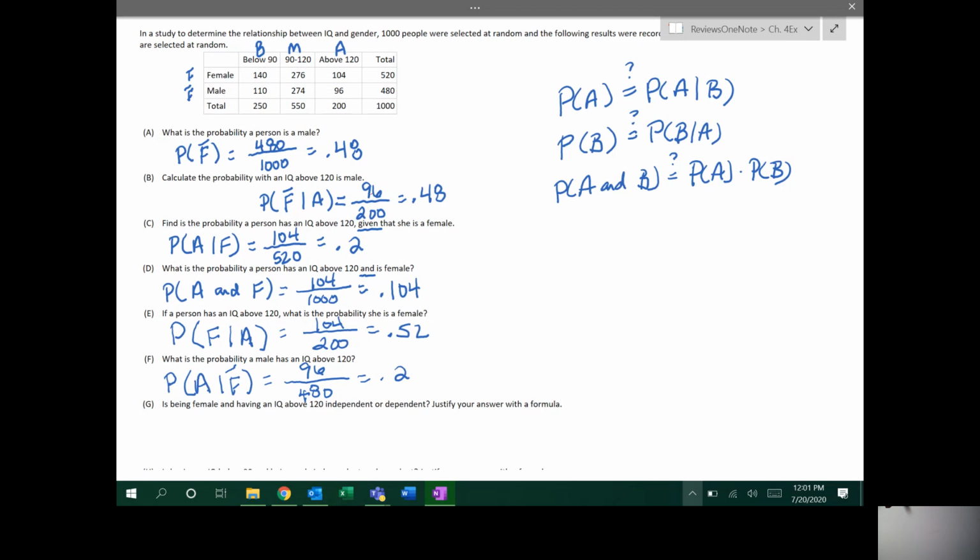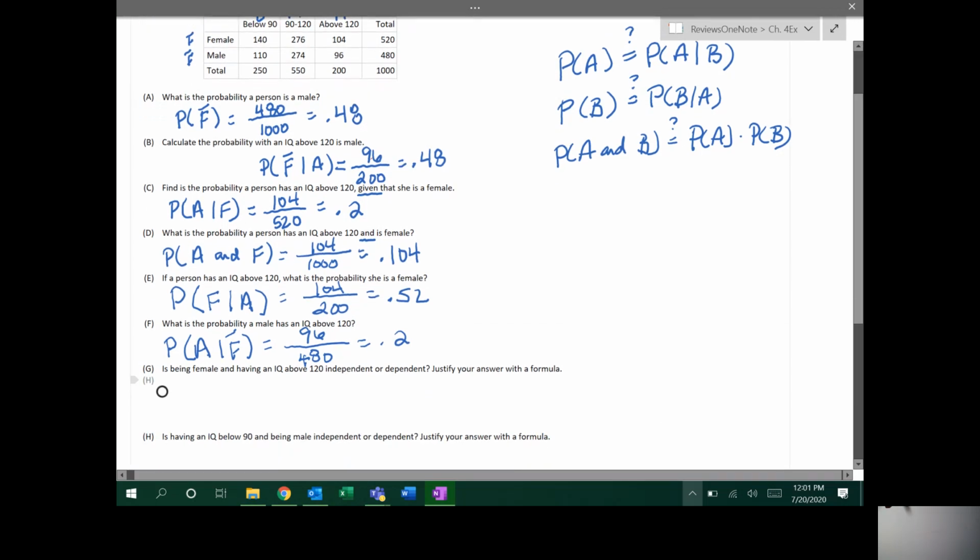We have already calculated here in part C the probability of A given F. So the probability of A given F, we can try to find out if that equals the probability of A. So 0.2, does that equal? So A, there's 1,000 people total, and 200 have an IQ above 120. And sure enough, 0.2 does equal 0.2, so they are independent.